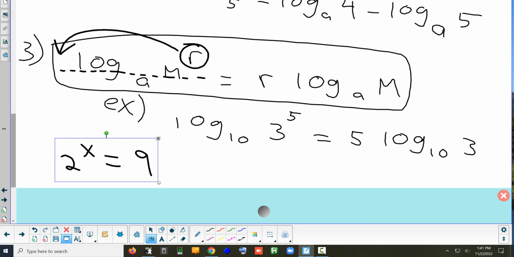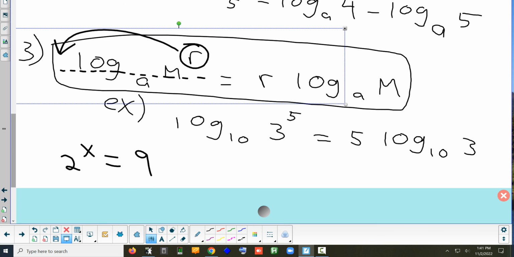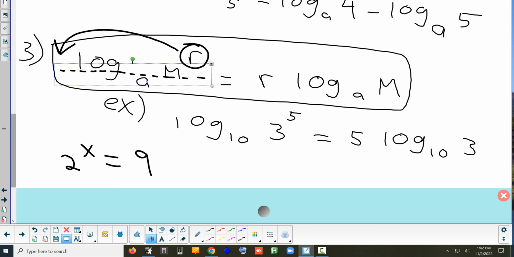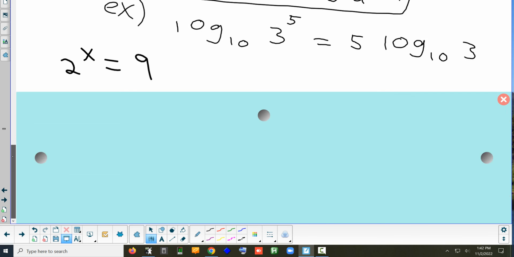How could I get the answer? I need to solve for x. The problem is that x is in the exponent. We don't want variables in the exponent. It makes it hard. Now we've got a rule that allows us to take exponents and put them in front so they're not exponents, and then it's easier. But the rule only applies when you have the word log in your equation. So we'll talk about how to solve that in the next section.